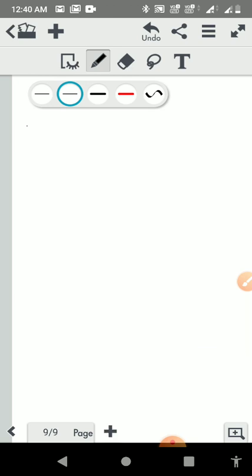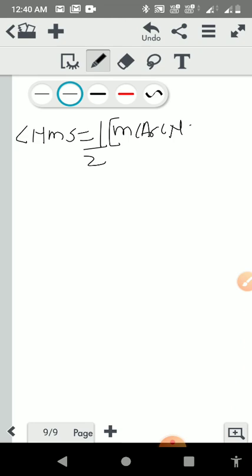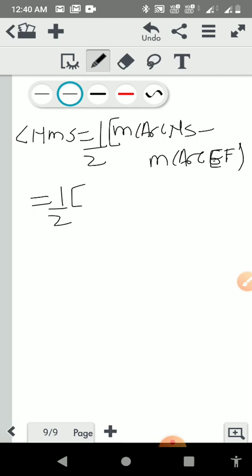We can also write it as angle NMS equals half, which is common here, we just have to write measurement of arc NS minus measurement of arc EF, isn't it? So we will close this bracket. Now both values are with us, that is half as it is. Measurement of arc NS is given as 125, which is already given in the question, and EF is also given, that is 37.